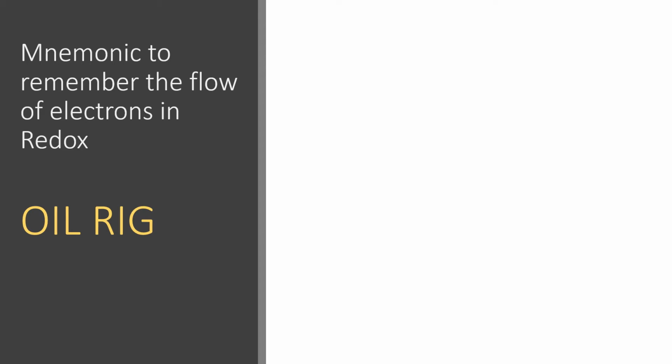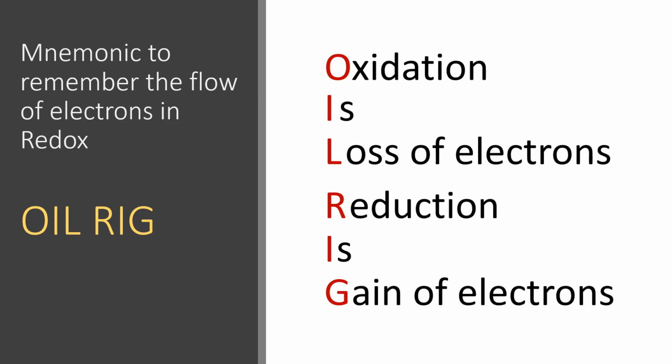Oil rig is a way to describe the flow of electrons in a redox reaction. What oil rig stands for is: oxidation is loss of electrons, reduction is gain of electrons. Now, this is a simplification of the system. There are redox systems that are a little more complicated than this, but it's a really good first step at how to look at them. So again, oil rig. Oxidation is loss, reduction is gain.